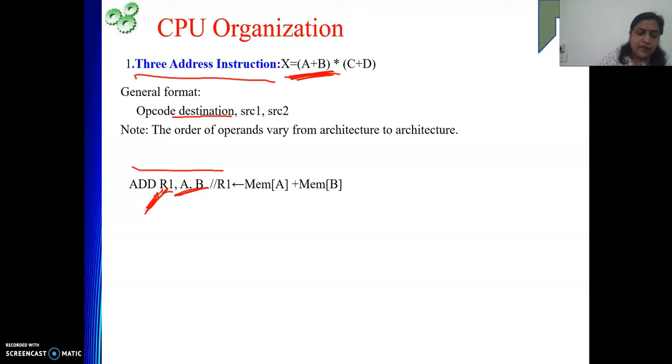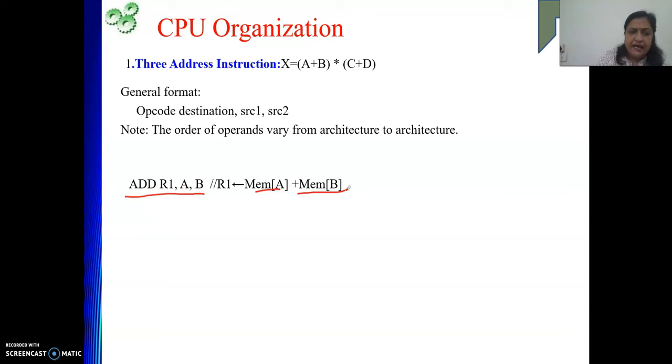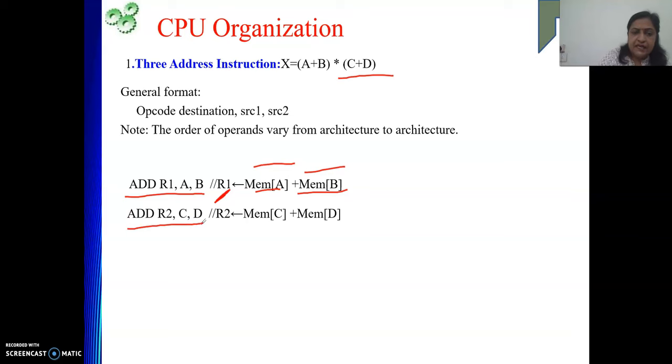So ADD R1, A, B. That means the contents of these two memory locations are added and the result is stored in R1. But here the memory location contents are not changed. This much is clear. Then the next, C plus D. What we are going to do is ADD R2, C, D. Because C and D we need to add, and we need to store the result somewhere so that we can use it subsequently. In the R2 register, we are going to store the result. This is clear.